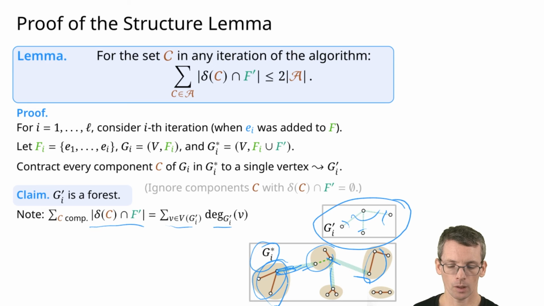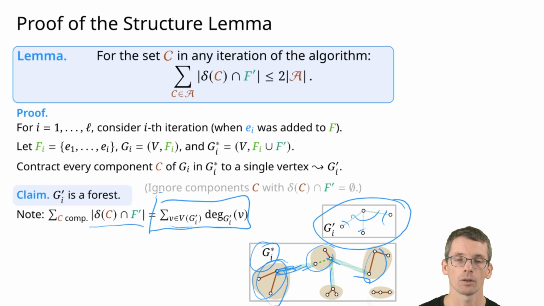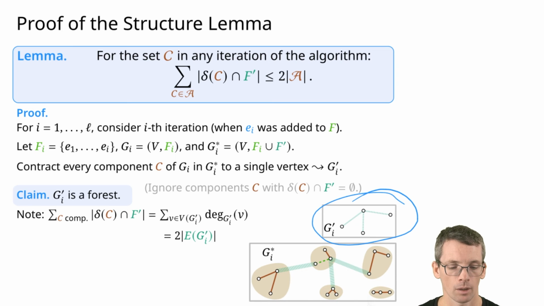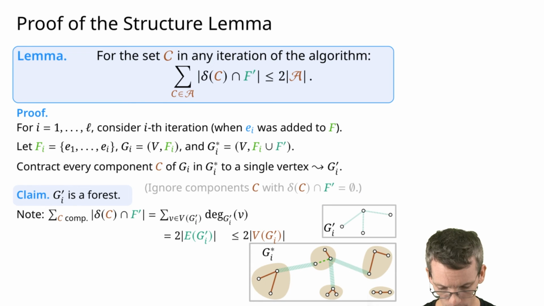And the sum of the degrees I can rewrite using the hand-shaking lemma as 2 times the number of edges. This corresponds to 2 times the number of edges in this graph here. This graph, since it's a forest, 2 times the number of edges is at most 2 times the number of vertices. So this is a bound that we now have so far.